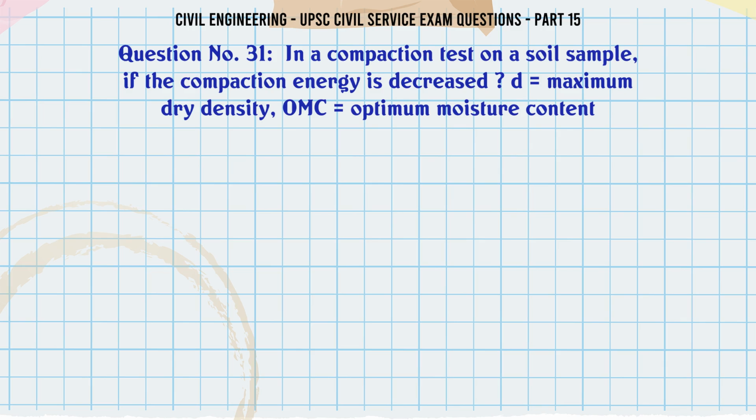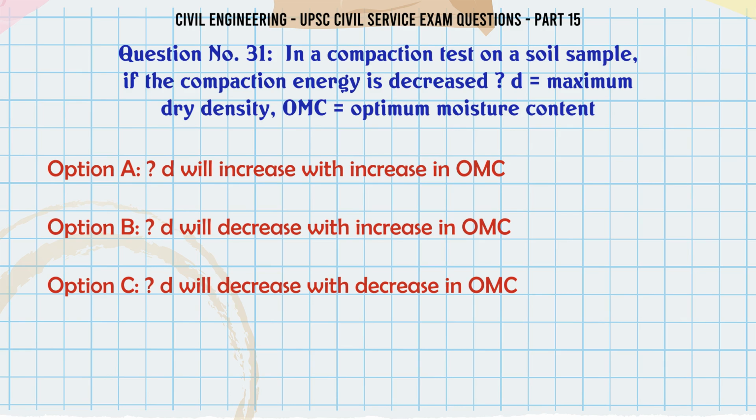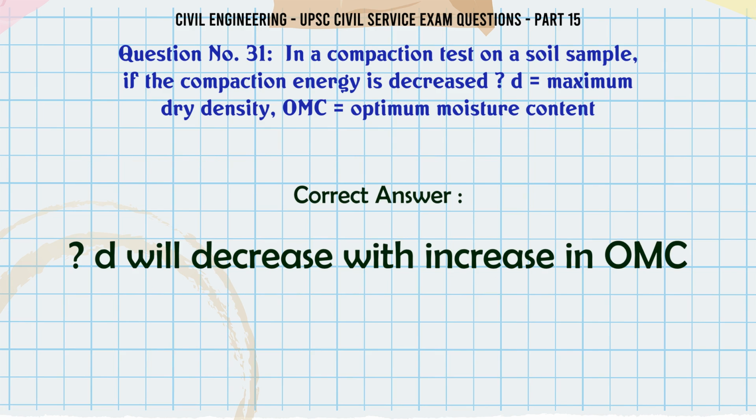In a compaction test on a soil sample, if the compaction energy is decreased, (D: maximum dry density, OMC: optimum moisture content): A. D will increase with increase in OMC. B. D will decrease with increase in OMC. C. D will decrease with decrease in OMC. D. D will increase with decrease in OMC. The correct answer is D will decrease with increase in OMC.